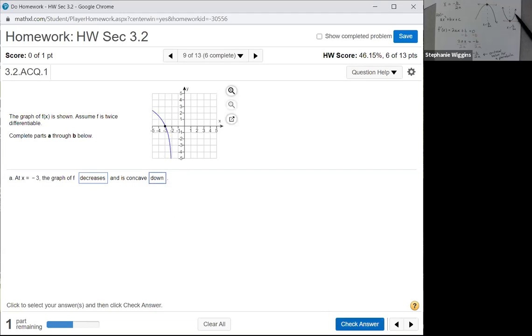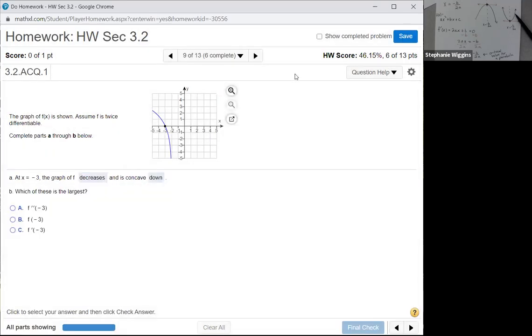So that's how you do those problems. You're just looking at the graph. Now this one has been tricky for a lot of students. So which of these is the largest? Well, notice you're evaluating three different things at -3: the second derivative, the function value, and the first derivative. And you're comparing those values to see which one is the largest. The second derivative is negative, right? Because right here at this point, it's concave down. So the second derivative is negative.